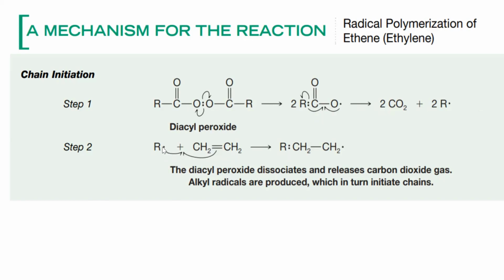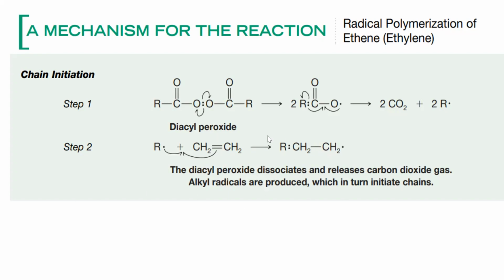Once you get your R dot, you can actually have your chain propagation. You get your R from your diacyl peroxide, and again you have homolytic bond formation. You will have your R bonded to CH2, and the double bond disappears because now we are using a homolytic bond formation, a bond between this radical and the carbon here, using the electrons from the pi bond. One electron comes from the alkyl group to produce R dash CH2 dash CH2, and one of the electrons from the pi bond will go to this carbon. So you have your carbon dot. Once you have your carbon dot, this another radical, you can do the chain propagation.